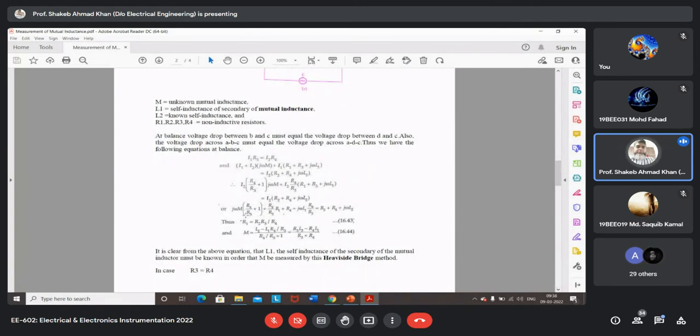Now we are required to simplify it, and once it is simplified, the real and imaginary parts on the left and right will be equated. So when we equated real parts, we get this, and when we equated imaginary parts, we got this equation. From this equation we can find out R1, and from this equation we can find out the mutual inductance, and that is the objective of our measurement.